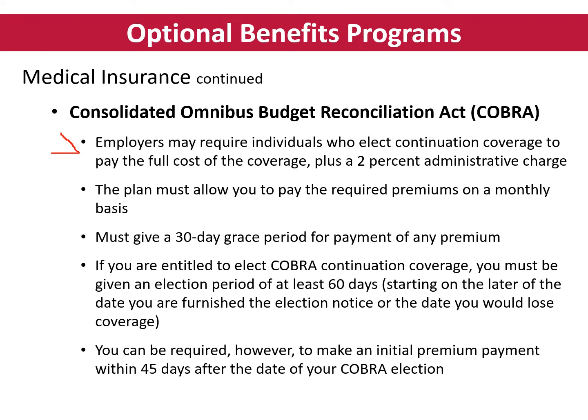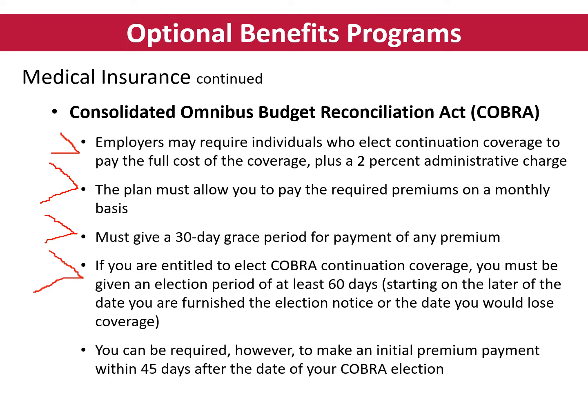Now, the plan has to allow employees to pay the required premiums on a monthly basis. You can't force people to pay this annually. There's got to be a 30-day grace period for payments on a premium, so somebody can't get kicked out of the COBRA program for being a day late. Employees have to have 60 days to elect coverage from either the date that they're furnished an election notice or the date they would lose coverage.